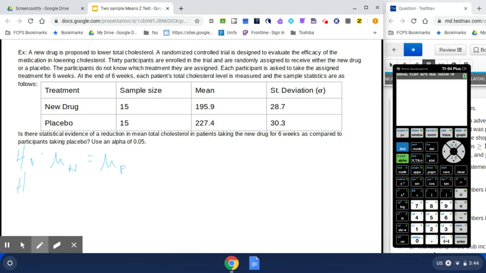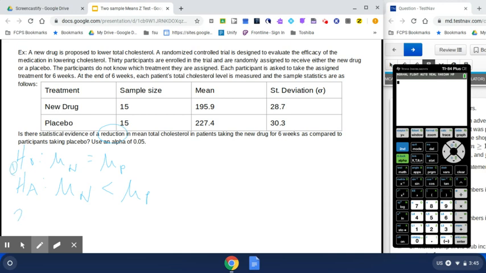The alternative hypothesis, I have to look for any keywords that would indicate a direction. There is a keyword in this one. Is there statistical evidence of a reduction in mean total cholesterol in patients taking the new drug? So we're expecting that this new drug is going to lower cholesterol. So the new drug group should be less than the mean of the placebo group. So mu1 is less than mu2, or mu sub n is less than mu sub p.